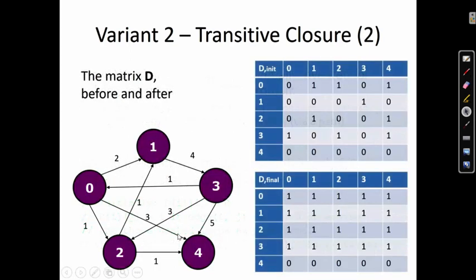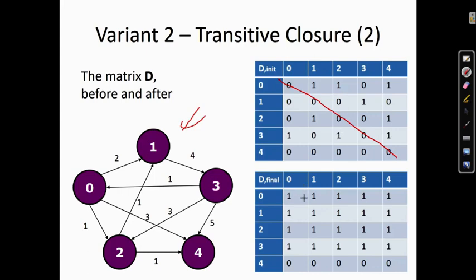So this is the second variant, which is the transitive closure. Yet again, let's look at an example for transitive closure. I have the same graph. At the beginning, your D matrix is initialized like this, right? The main diagonal will be 0. Whenever there's an edge between any entry here, it's set to 1. Otherwise, it's set to 0.